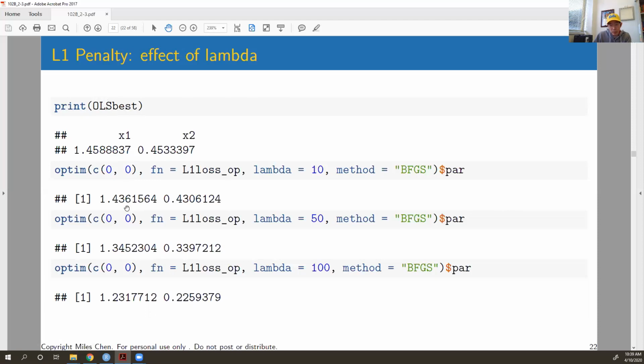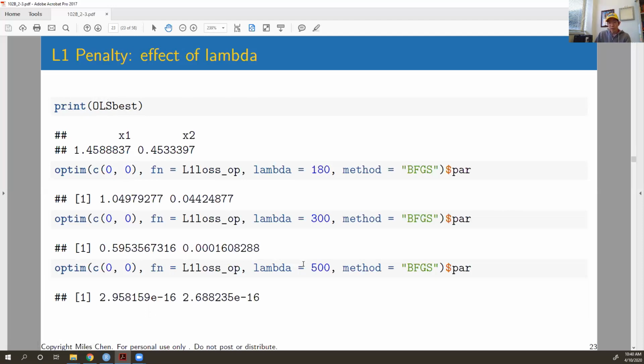As we increase lambda, these go from 1.458 to 1.436 to 1.345 to 1.231. As I continue to increase lambda to 180, it shrinks to 1.049, lambda of 300 gives 0.595, and lambda of 500 basically takes me to 0. This is effectively 0, and this is also effectively 0.